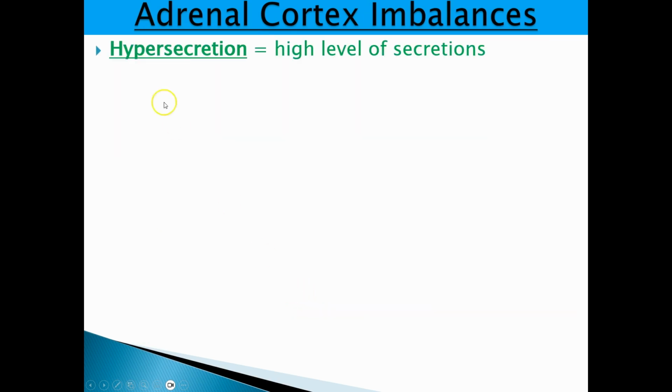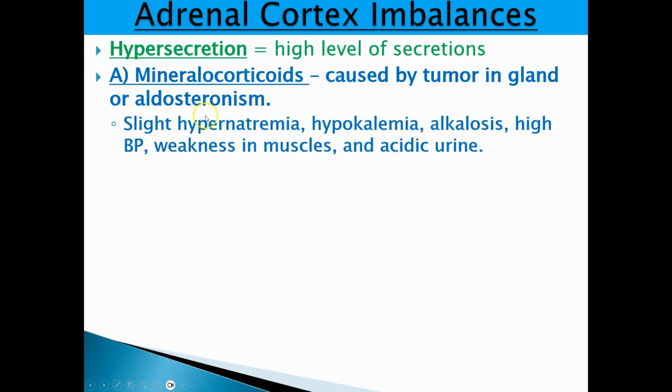All right, now we can look at the hypersecretion side, and the hypersecretion side is going to be high levels of secretions. On the hypersecretion side, we can have mineralocorticoid secretion. So think about that. Again, it's caused by a tumor that's going to stimulate and increase activity. Or there's actually a disease called aldosteronism. So you should be able to recognize the term aldosteronism on the exam.